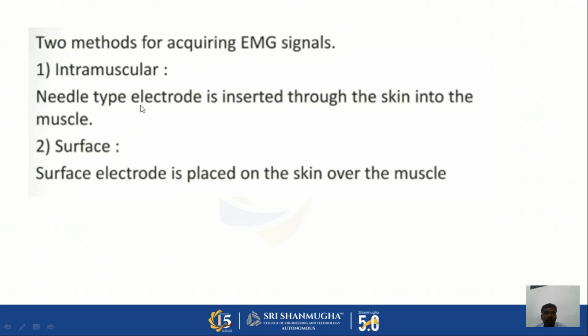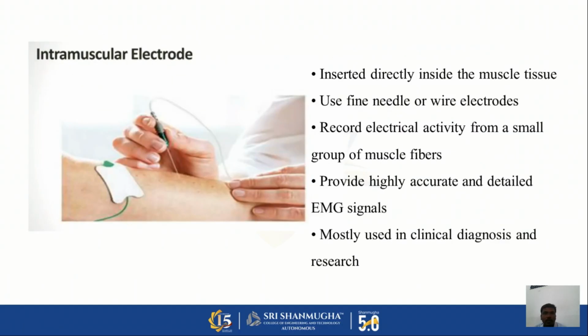Next we are going to see two methods for acquiring EMG signals. First one, intramuscular electrode, second one, surface electrode. Now we will see in detail. So intramuscular electrodes are electrodes that are inserted directly into the muscle tissue. These electrodes are usually thin needle electrodes or fine wire electrodes.